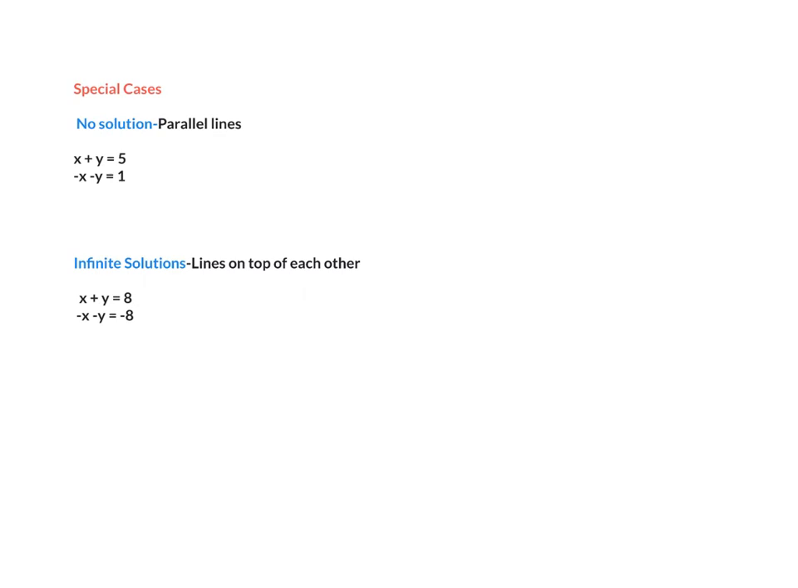Sometimes we will have special cases. In this case, we will have no solution and the lines will become parallel. So if I were to solve, x minus x will cancel out, y minus y will cancel out. I'll be left with 0 equals 5 plus 1, which is 6. 0 does not equal 6. So in this case, a number does not equal another number.